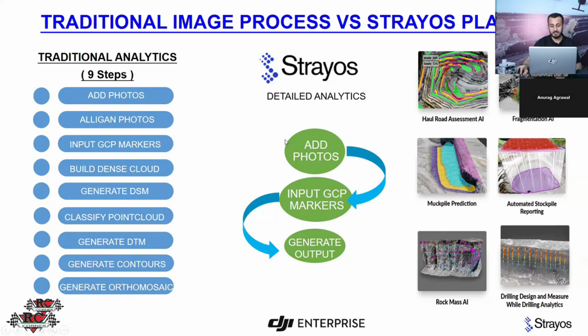So for Strayos, the whole workflow is changed. You just need to take the imagery, upload the images on the Strayos cloud platform, and select the options for what deliverables you want, and it will automatically generate the deliverables for you. After that, you can customize them upon your own needs.